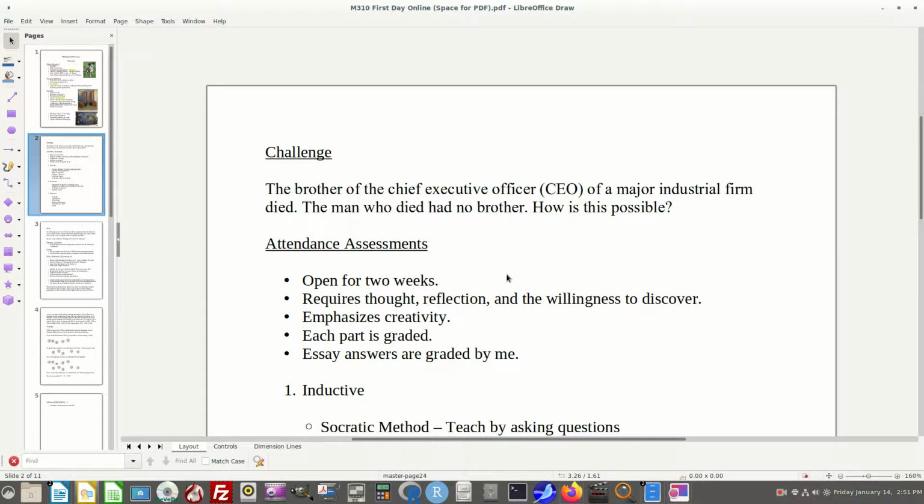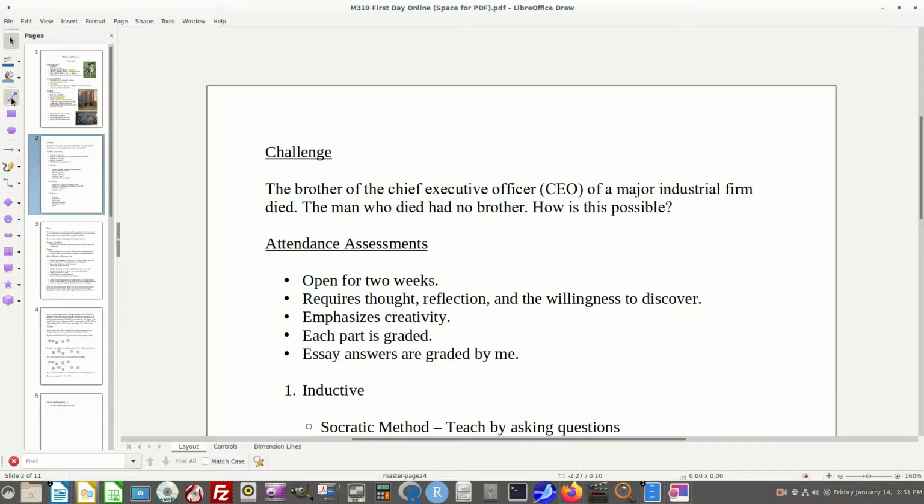If you have to think about this, that is perfect, because it's a nice introduction to the way a Socratic course will feel. But I think when it kind of latches how this problem works, what's wrong with it in a sense, why we have a hard time figuring out how the man who died had no brother, a lot of that has to do with the fact that we're told that there is a chief executive officer involved, and that we're talking about the CEO of a major industrial firm.